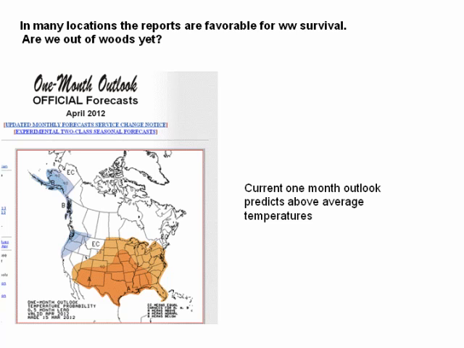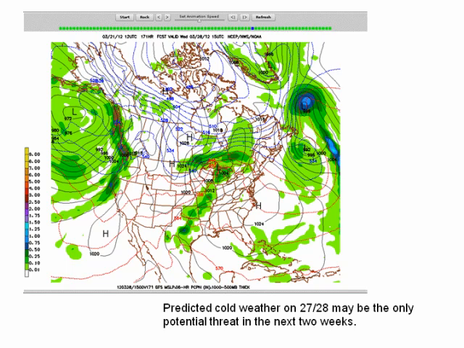So I want to conclude by saying that in many of our locations, the reports have been favorable for winter wheat survival. The winter wheat we have here in Prosper is greened up and is doing quite nicely. And the question is, are we out of the woods? Got a quick slide here showing that our current 1-month outlook predicts above normal temperatures, which I think is favorable.